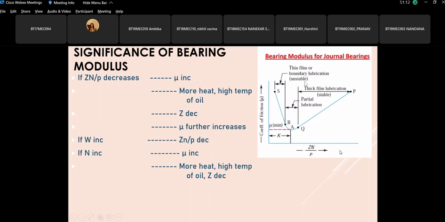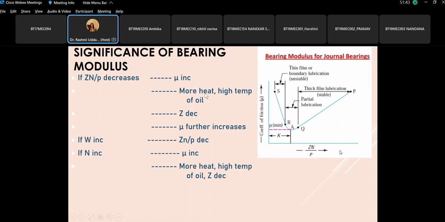So when you are moving from P to Q and from Q to S, these are two different sections. So this is for thick film and this is for thin film lubrication. So if you are moving in the thick film with the increase in Zn by P, mu increases, and when Zn by P is decreasing from P to Q, mu is also decreasing.